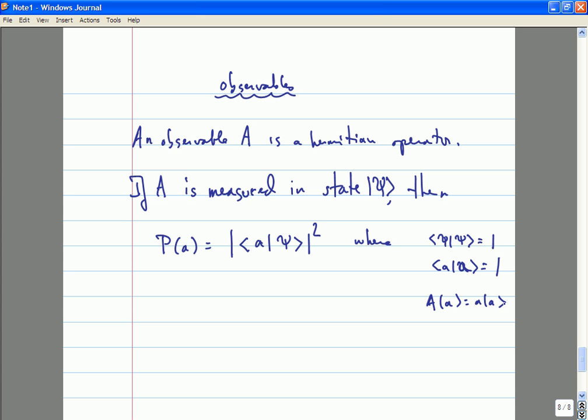So an exercise for you is to figure out how this would change if I don't normalize things. Write down the appropriate formula if the states are not unit normalized. That should be pretty easy. And I will define the expectation value of A to be the matrix element of A between the bra and the ket psi. So this is referred to as the expectation value of A in a given state.